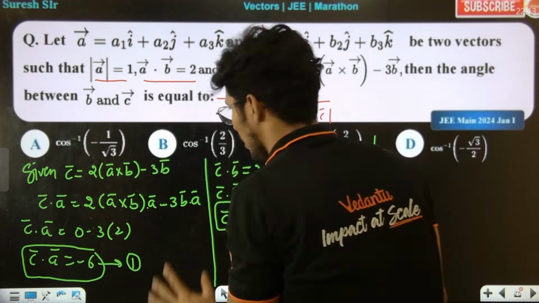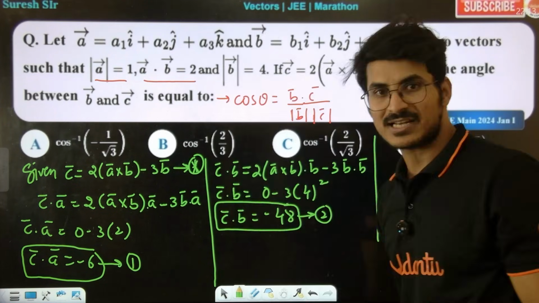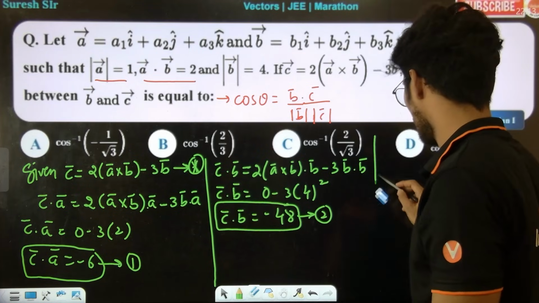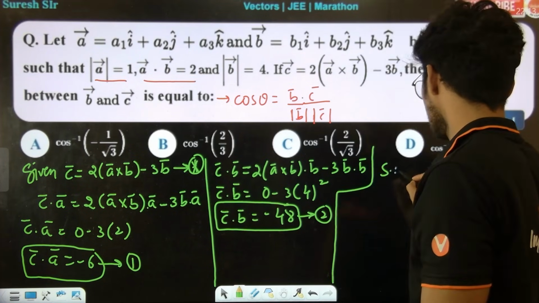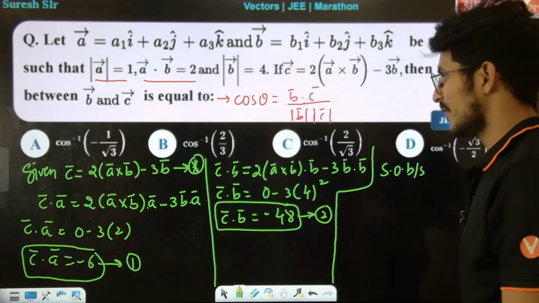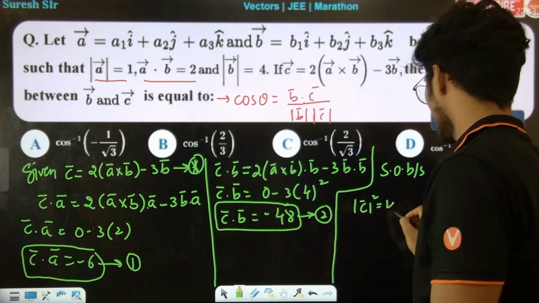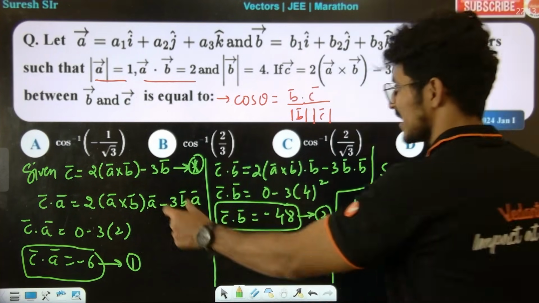Look, so this is my star equation. Let us consider the star equation. Now can I do squaring on both sides? If I do squaring on both sides, what am I going to get, sir? Magnitude of C square equals A minus B whole square.